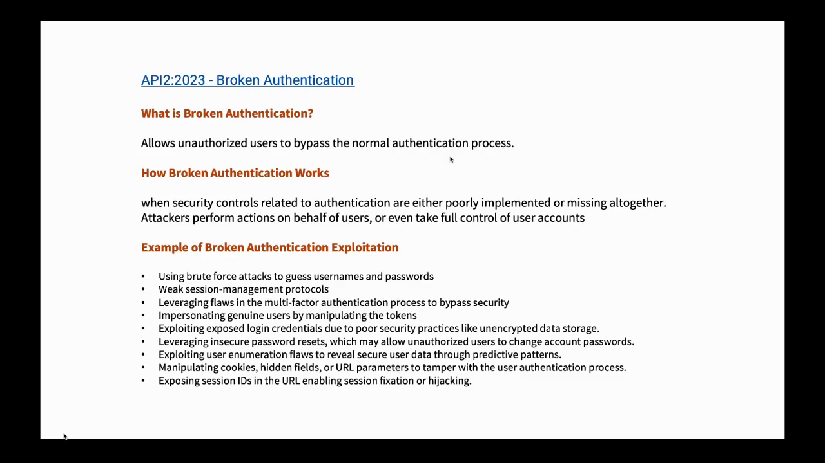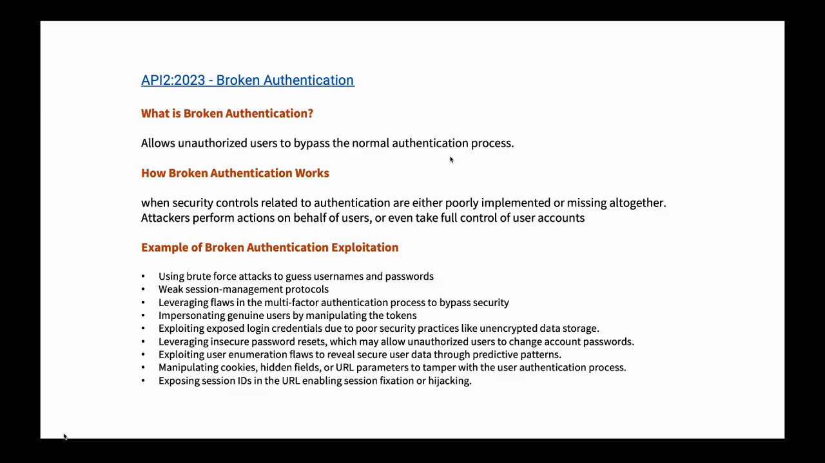Welcome back. In this lecture, we are going to look into the second vulnerability, which is broken authentication. Now, what is broken authentication vulnerability in APIs? This type of vulnerability refers to a type of security vulnerability in the API layer of an application, which allows unauthorized users to bypass the normal authentication process.